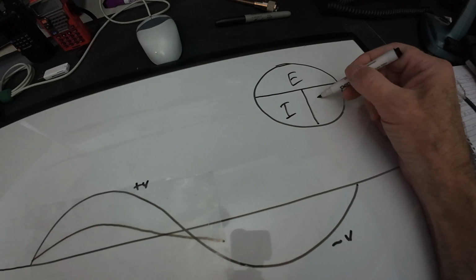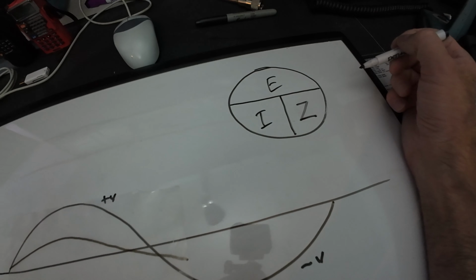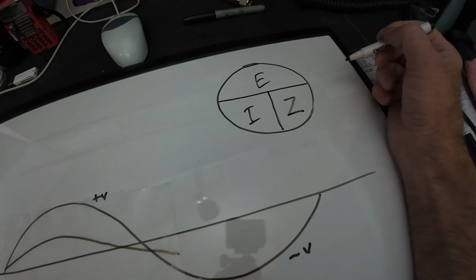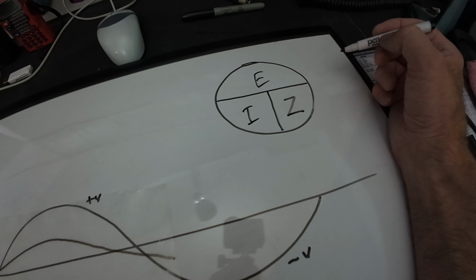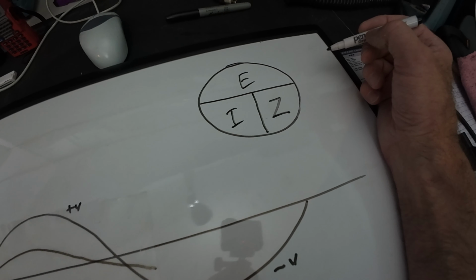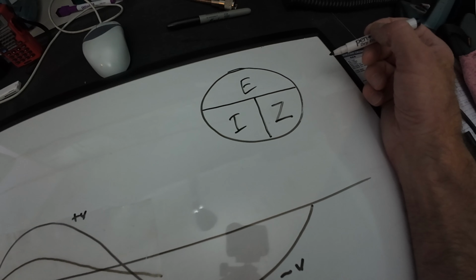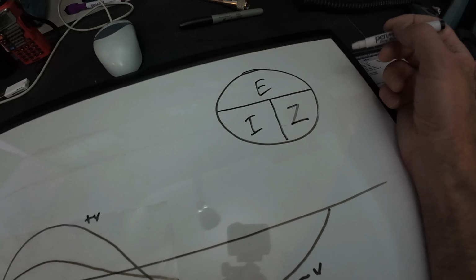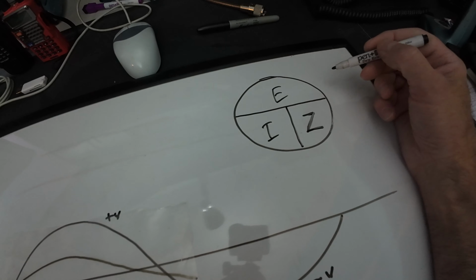We just have to substitute another letter here, Z. So Z just means total impedance in a circuit. So it's the addition of all the resistive elements, capacitive reactance, and inductive reactance in a circuit. Z is impedance. But the same thing applies.